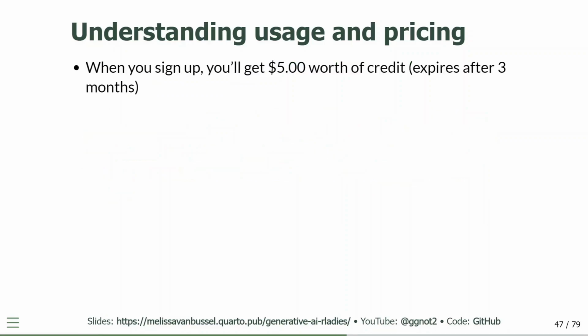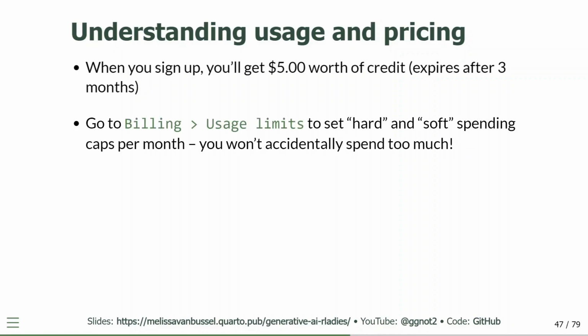When you first sign up for an OpenAI API account, you're going to get a $5 credit, which expires after 3 months. This used to be $18, but they've reduced it to $5. If you go into the usage limits section of the billing page, you're able to set hard and soft spending caps per month to make sure that you don't accidentally spend too much. The soft cap is going to give you an email notification, and the hard cap, as you might expect, will prevent you from spending any more than that.